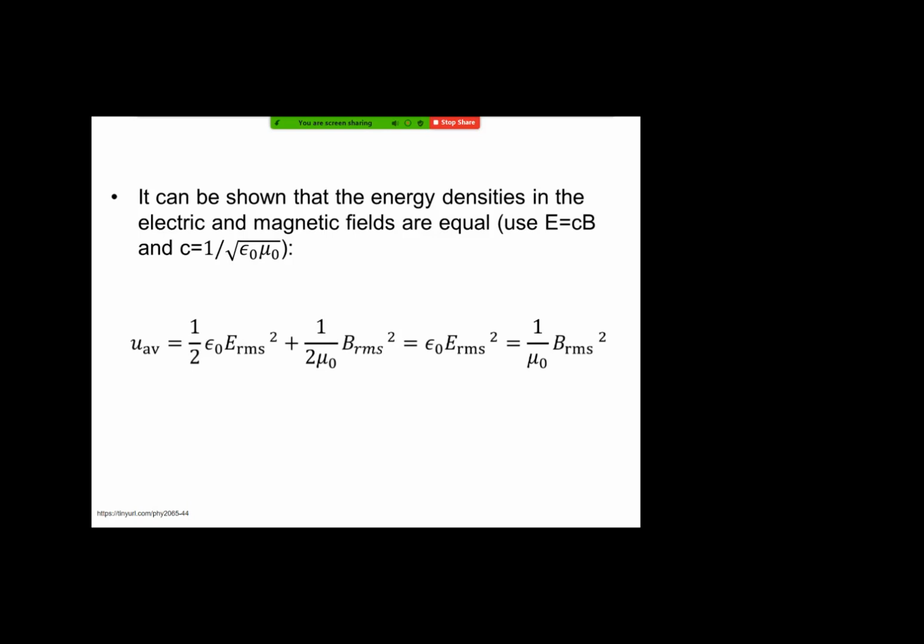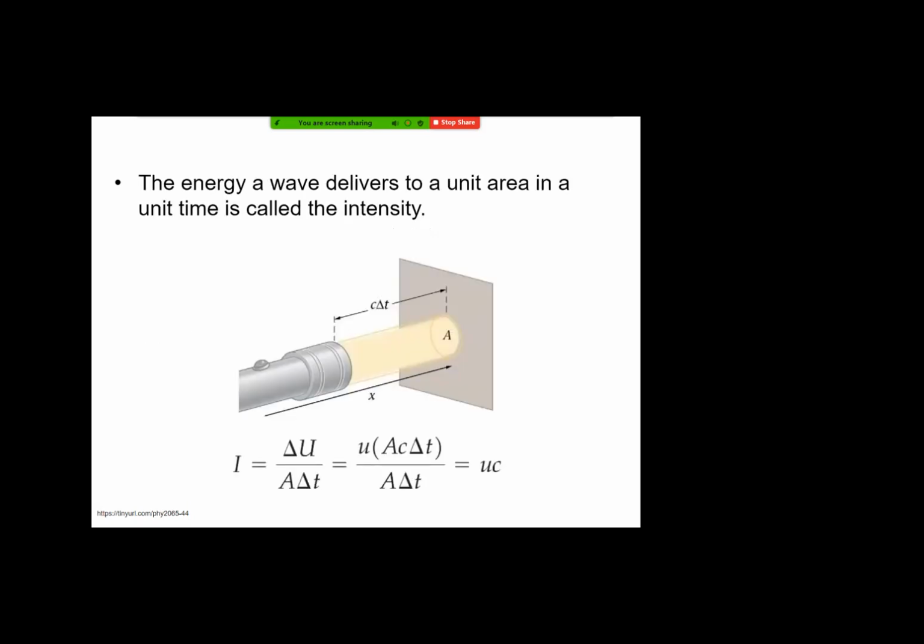And also there's this relationship E equals C times B. So then you can express the average solely in terms of the RMS quantity of the electric field or the RMS quantity of the B field. Okay, so in that case. Now, if you have an electromagnetic wave or light hit a surface, then there's energy delivered to the surface.